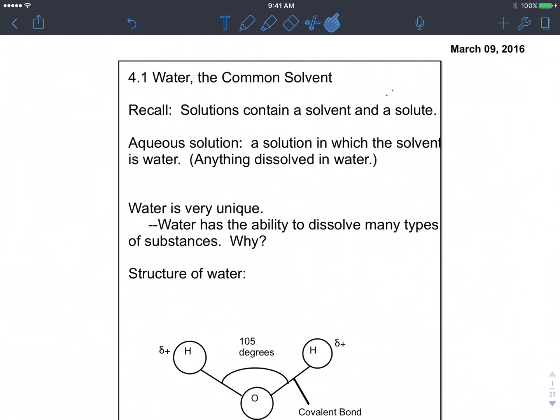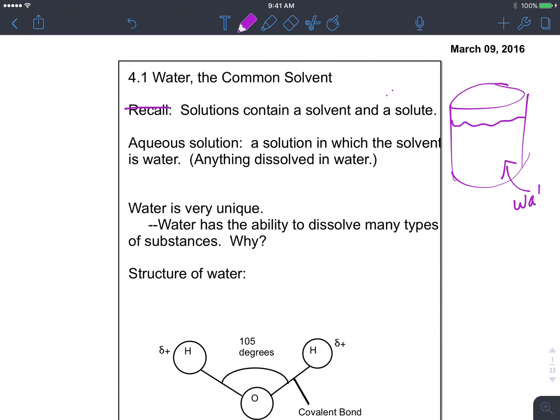You'll see here the first line says recall that solutions contain a solvent and a solute. You're not going to recall that because you haven't been taught that yet. What this means is we have a beaker. In that beaker, we have some kind of fluid, some kind of liquid in this case, although solutions can also be solids or gases. But in this case, we're going to have some kind of fluid, and that fluid in this case is water. Water is a solvent. It means that it can dissolve things in it. Those things that get dissolved in it are called solutes.